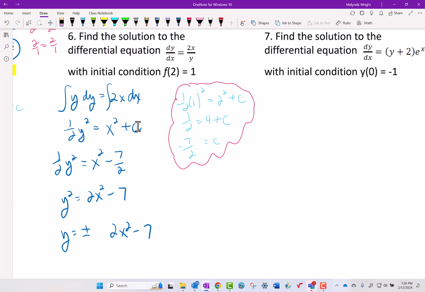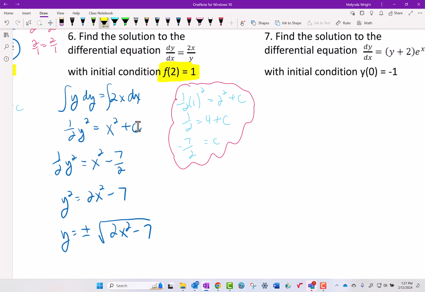Now, here's where it gets tricky. I want to just talk about this for just a moment. Here's where it gets tricky. I really have two solutions there, don't I? I have the positive radical and the negative radical. Y'all see that? I have two. I am only allowed to give the one particular solution. I cannot give two. So how do I know which is the right one? What I have to do is go back up here and look at this.